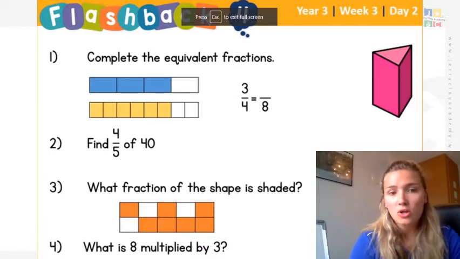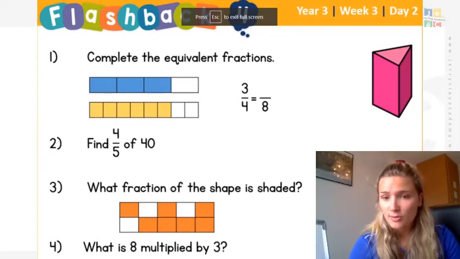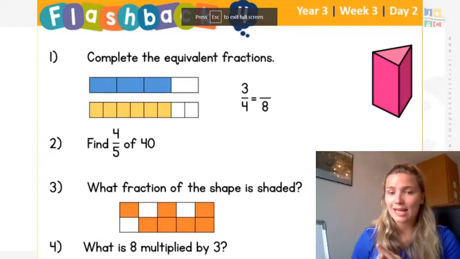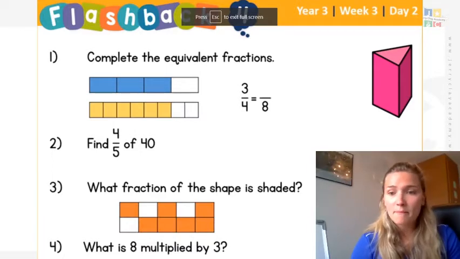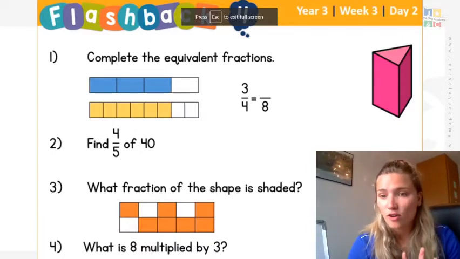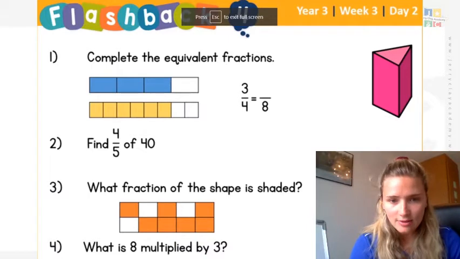Number 2, you're finding 4/5 of 40. So again, you will need to show your working out like we have done over the last couple of lessons to find 4/5. And remember, we're not finding 1/5, we're finding 4/5. So think about how you would work that out.